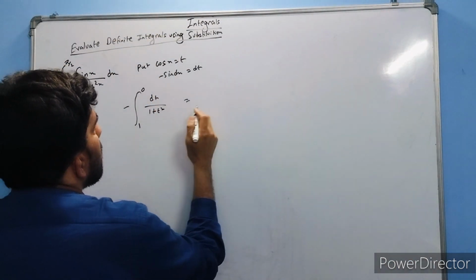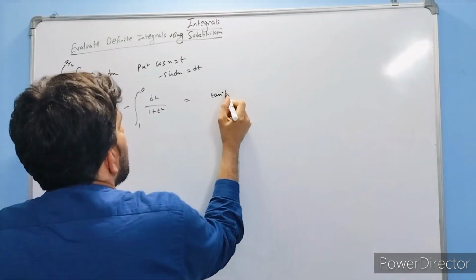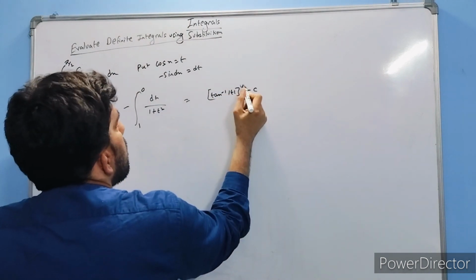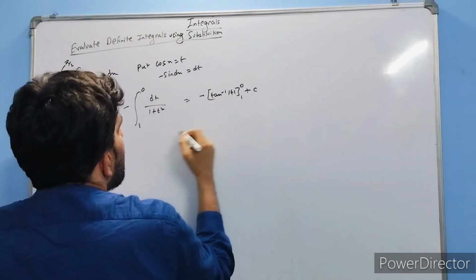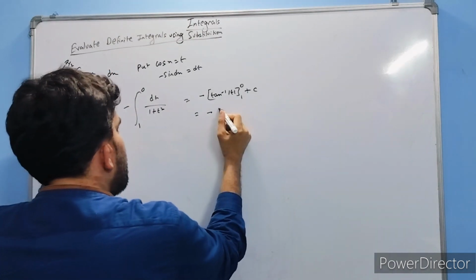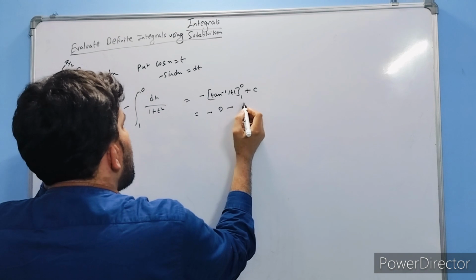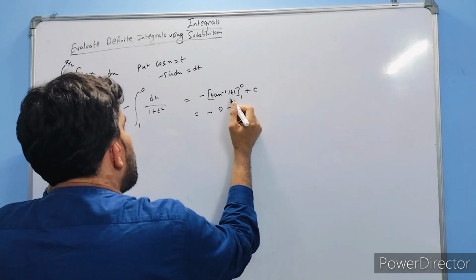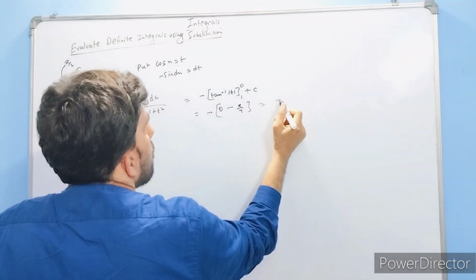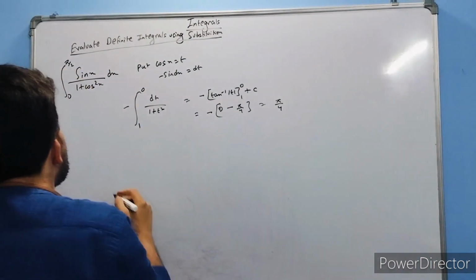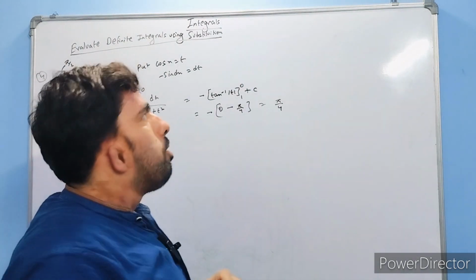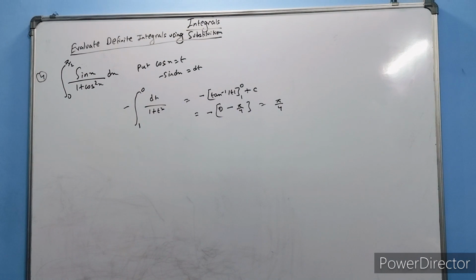The integral of 1 upon 1 plus t square will be tan inverse t plus c. Now we can put the value here, 0 to 1, but we have minus here. We'll take minus, so tan 0 will be 0 minus tan 1, tan 45, so pi by 4. Okay, so it will be pi by 4. So that is how we are able to evaluate a definite integral using the substitution method. So we have done 4.